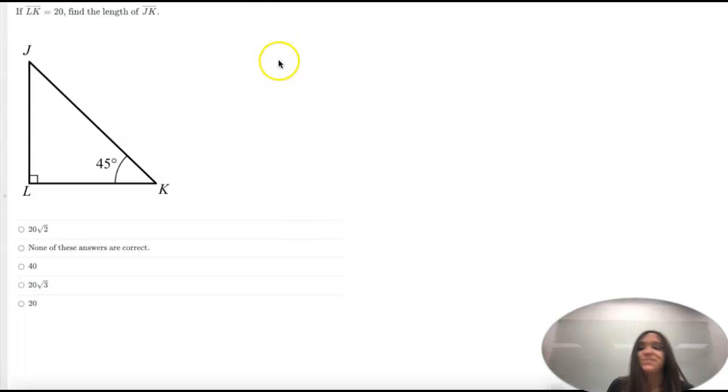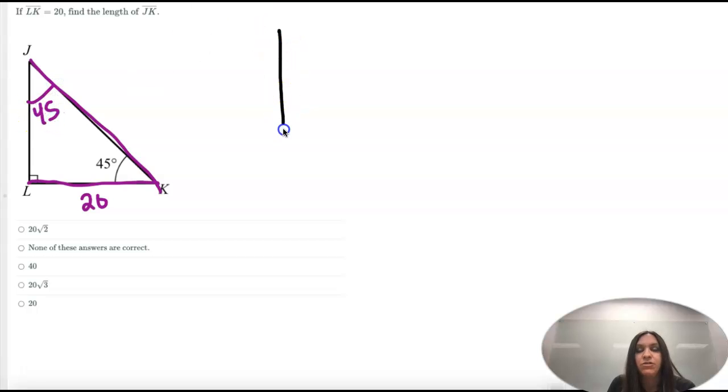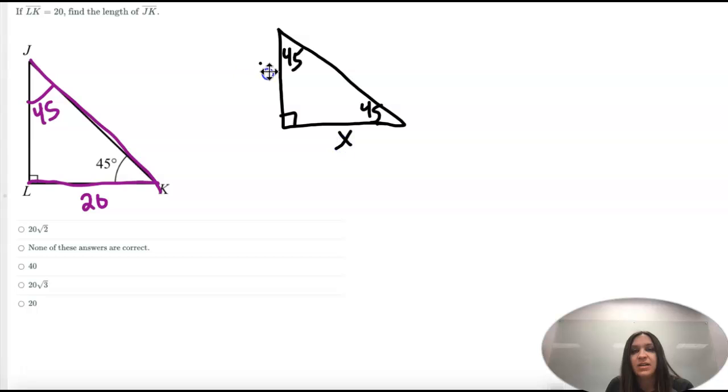This is the last one. Sorry. Alright, so L to K is 20. Find JK. So 45, 45, 90. Here's our general triangle. So these sides, the legs are the same length, and then you take that leg times the square root of 2 to get the hypotenuse. So if this is 20, this is 20, and the hypotenuse would be 20 times the square root of 2.